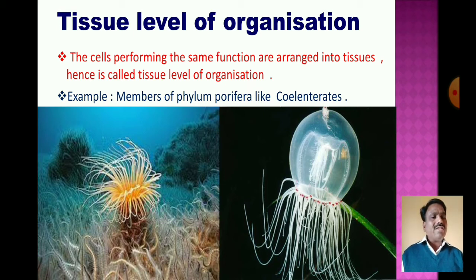In cellular organization, there is only a mass of loosely arranged, aggregated cells. But in the tissue level organization, common functioning cells are arranged into tissues and hence it is called the tissue level of organization. The example is the member of phylum Coelenterata, the Coelenterate.